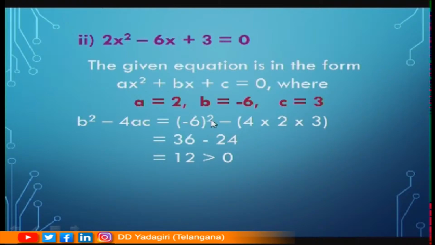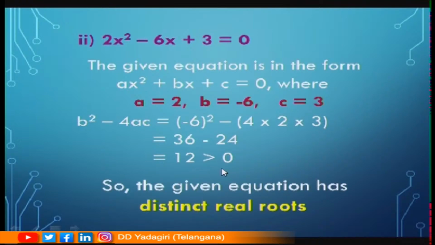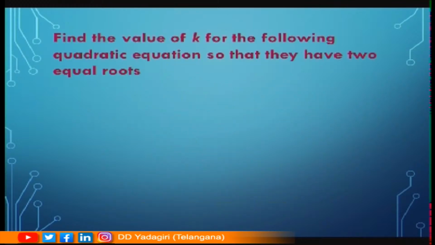We know minus 6 whole square is 36 and 4 into 2 into 3 is 24. So, 36 minus 24 gives us 12, which is greater than 0. So, the given equation has distinct real roots. Now, let us learn how to find the value of k for the following quadratic equation when it has two equal roots, where it is given that they have two equal roots.